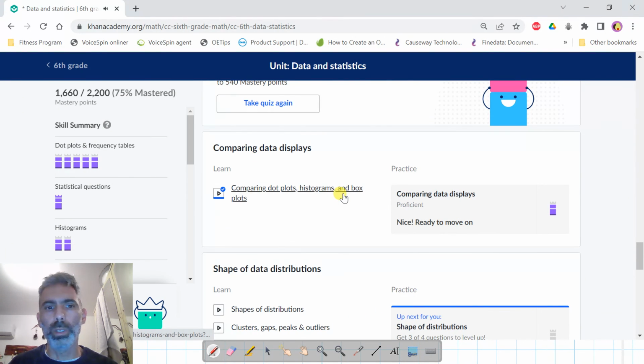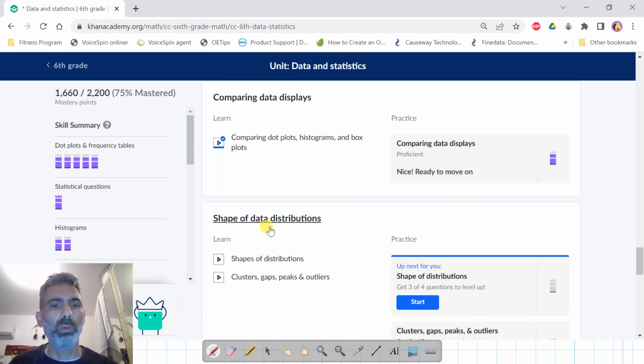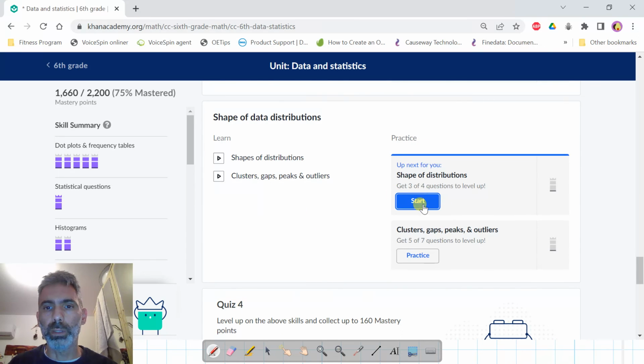Awesome. So in the next video, I will move on to this section, shape of data distributions, and I will do these practices. So I will see you in the next video.